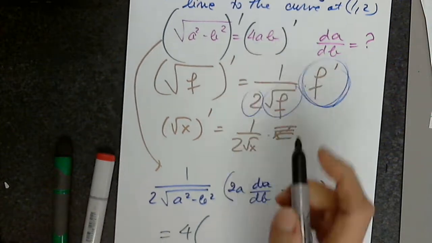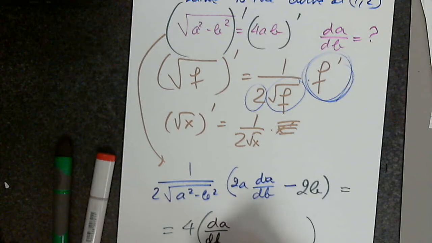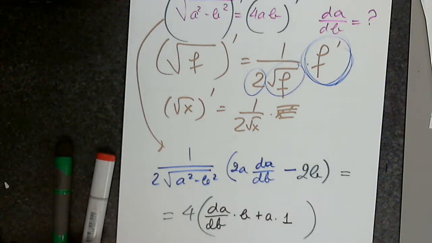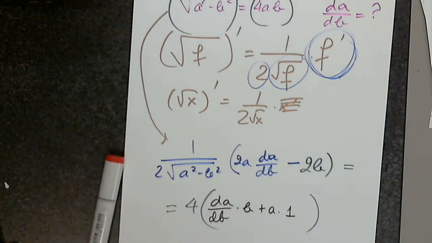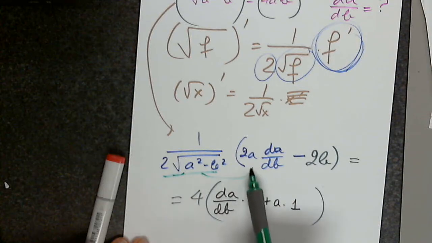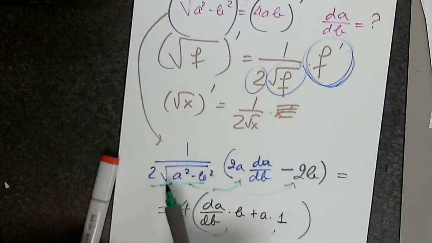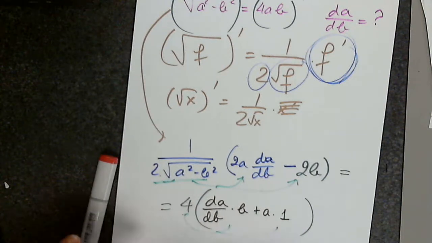So a is the function, see? d over db times b plus a times 1. You can write it or not. Good, this is it for now. So what I'm going to do is distribute this quantity to these two terms and the 4 to these two. When I do that, the 2 will go away. See, when I distribute here, 2 will go away. When I distribute here, 2 will go away.